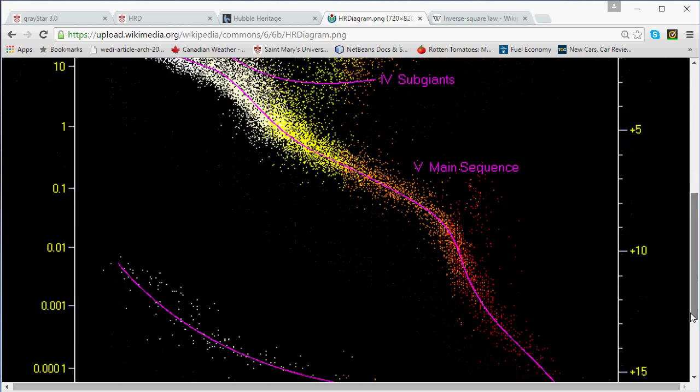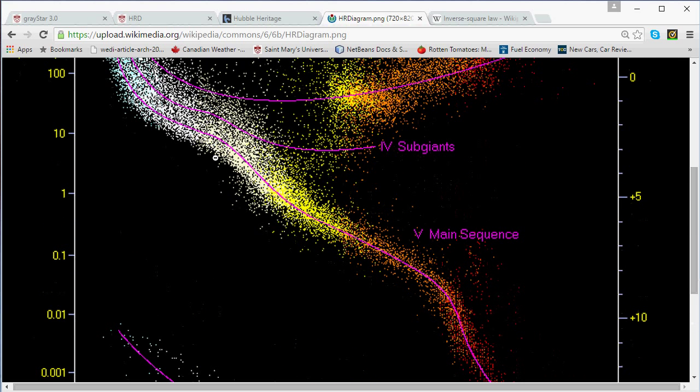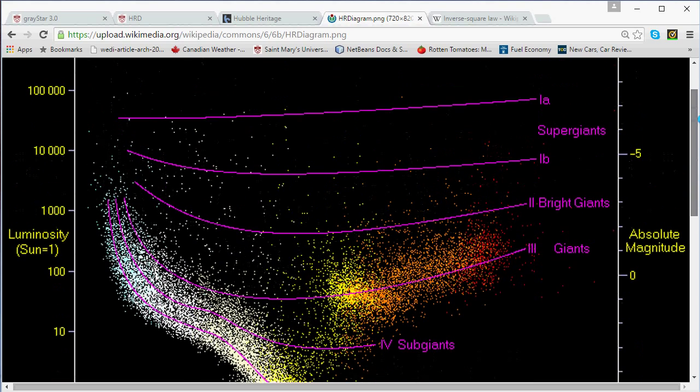So if you look at this, you can see the three groups that we talked about earlier. There's the main sequence, or the dwarfs, or luminosity class 5. And then up here above it, we have the giant stars, luminosity class 3. And then finally, at the very top, we have the supergiants, luminosity class 1.